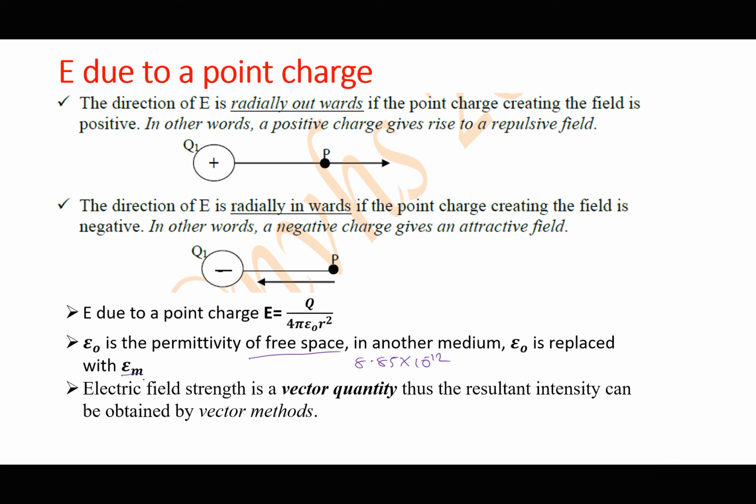I want you to realize that electric field strength, just like gravitational field strength, is a vector quantity. So the resultant can be obtained by vector methods. Before we advance, try to compare this electric field strength, equal to Q divided by 4 pi epsilon naught r squared, with the gravitational field strength that we obtained, equal to capital G times capital M over r squared.